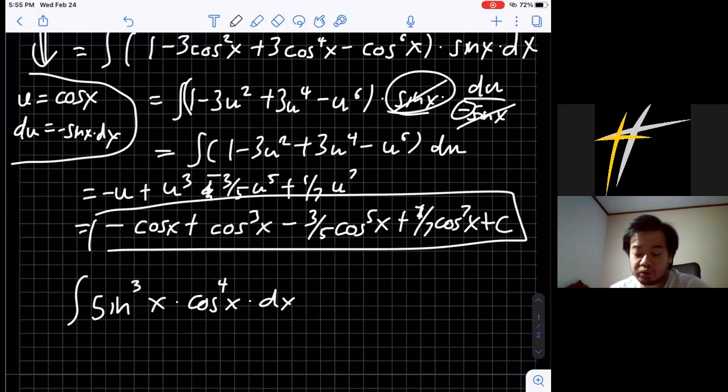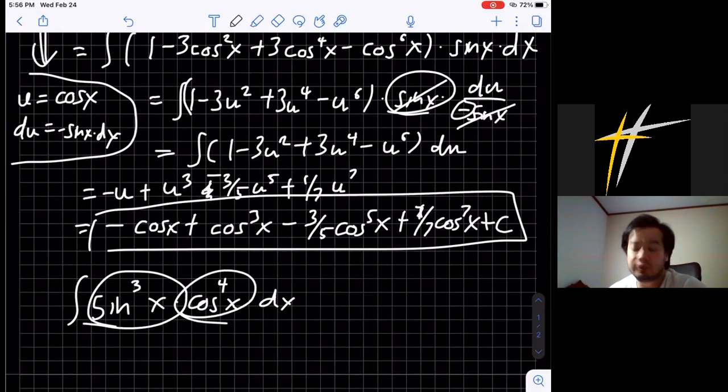Basically you separate a single part of the odd one, and then of course the rest is sine square, and you change the sine square into 1 minus cosine square, and this can be combined with the cosine, and the work will go the same way. So that's if the power is an odd number. If the power is an odd number, the trigonometric formula that you need is actually the Pythagorean property for trigonometry: sine square x plus cosine square x equals 1.